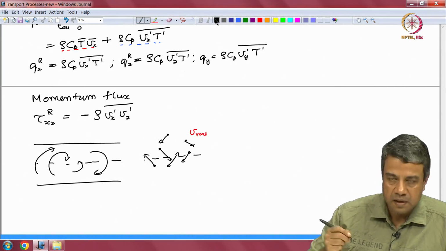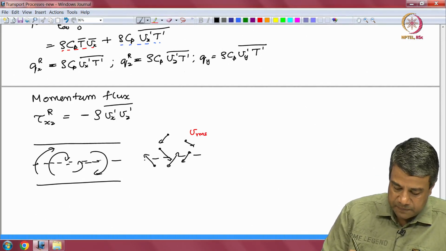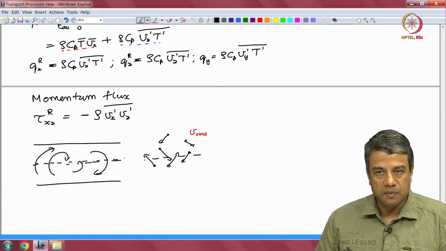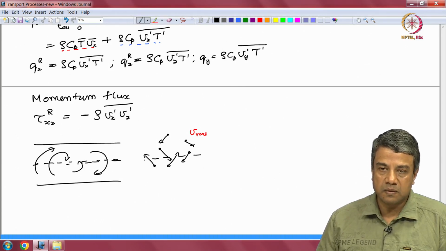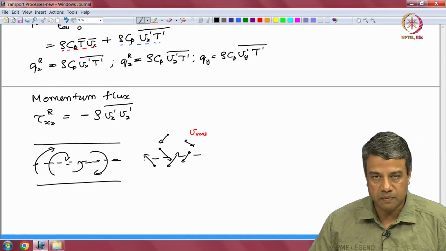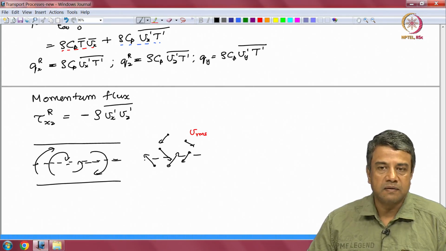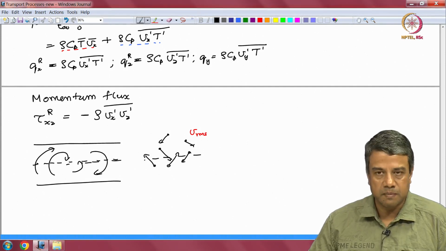The picture is similar in the case of turbulent diffusion. Here we have to look at what are the parcels of fluid that are going from below to above and the parcels that are coming from above to below, and calculate the flux of mass or heat or momentum on that basis.